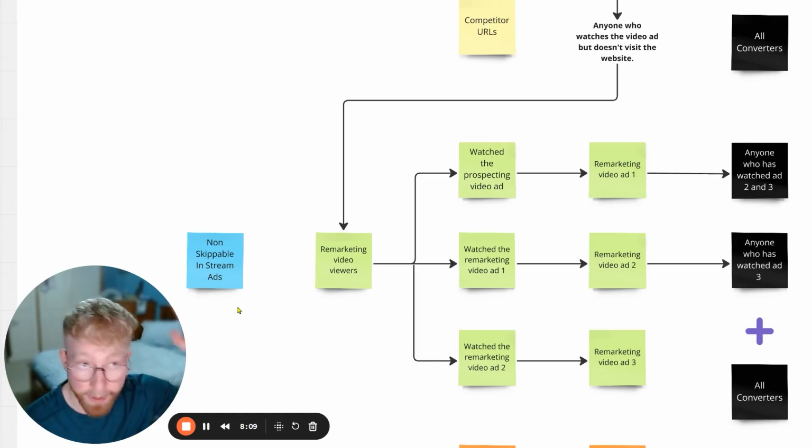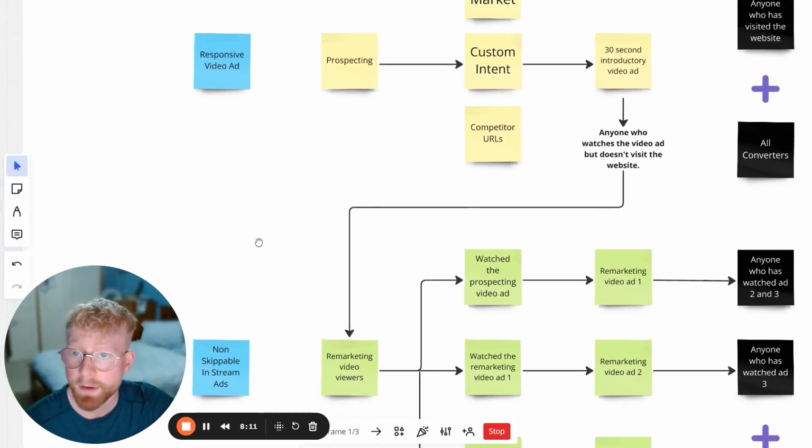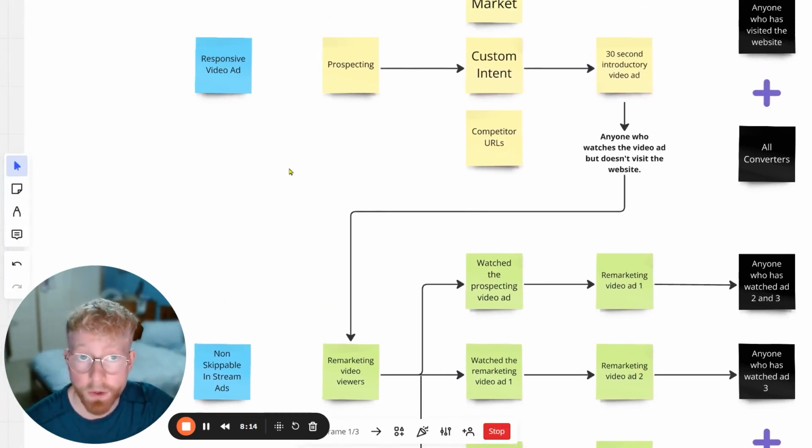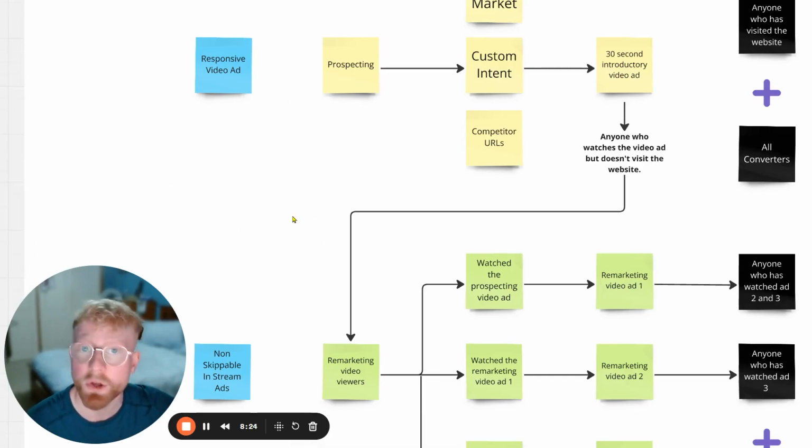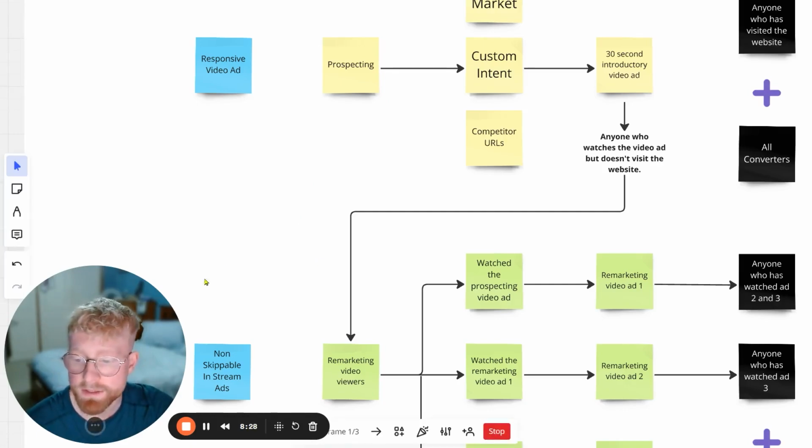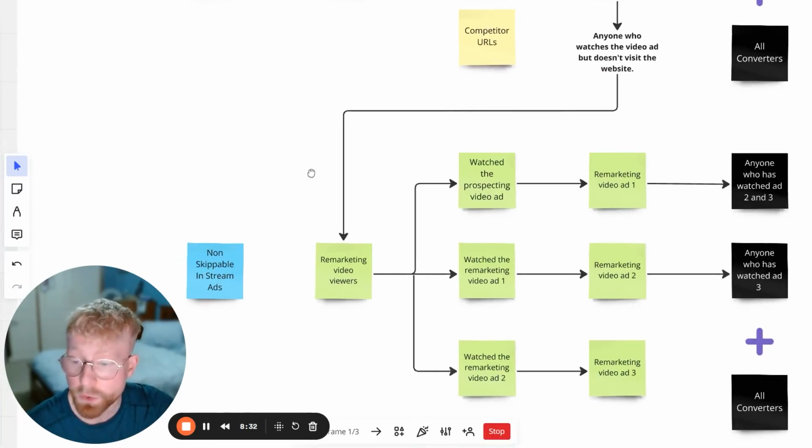Whereas the prior prospecting campaign that was using a responsive video ad type, that campaign's being charged on a cost per click basis, right? So anyone who clicks through to the website, then Google will charge us, whereas this one is a CPM bidding model, right? And that's because we're running non-skippable in-stream ads.